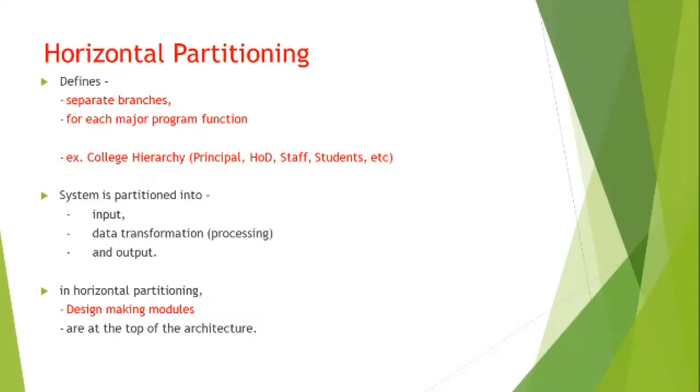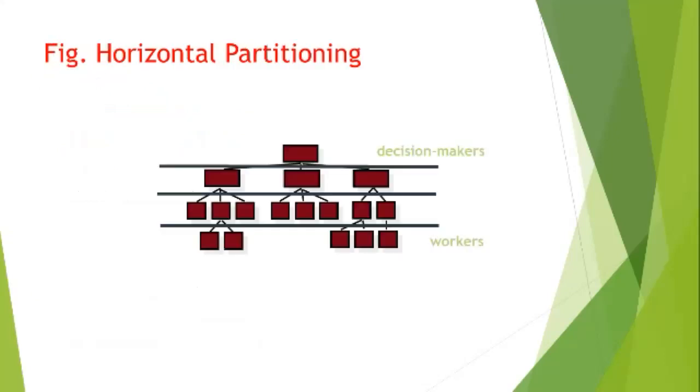The system is partitioned into input, data transformation, and output. In horizontal partitioning, decision-making modules are at the top of the architecture. Here, the decision makers and workers. The workers come under the main branch or main decision makers. In that, the workers work together.